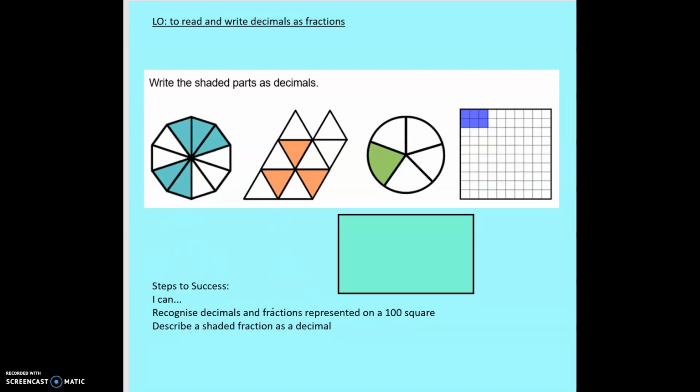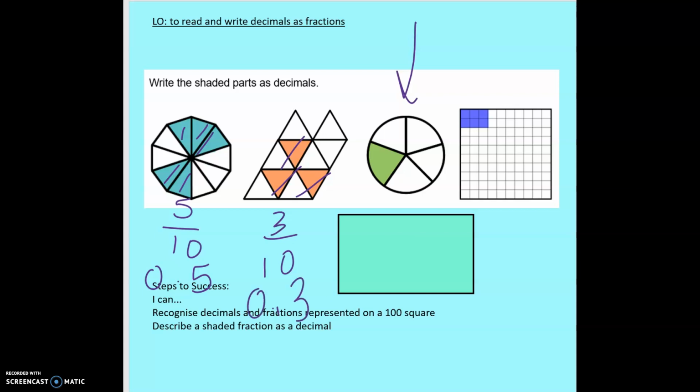Okay, so hopefully you've managed to have a go at counting the chunks and what you've got. I think you'll find this one tricky, but we're going to go through all of them together. So for my blue one here, I've counted that I've got 10 chunks. And I've got 1, 2, 3, 4, 5 chunks coloured in, which I know is going to be the same as 0.5. Okay, over here, I know again I've got 10 chunks. I've got 1, 2, 3 coloured in, which I know is going to be 0.3.